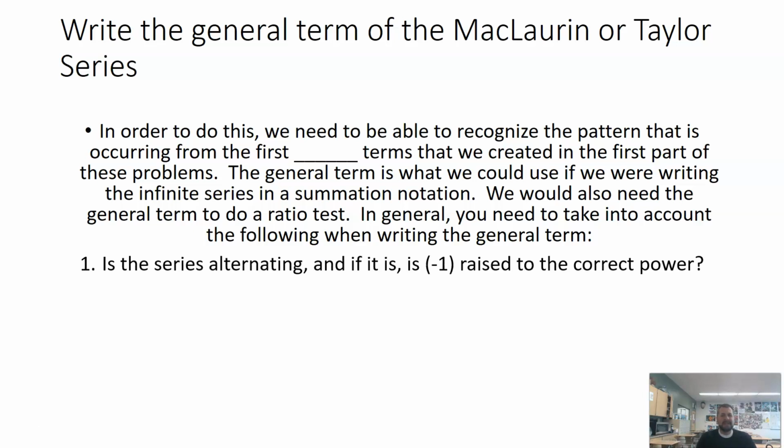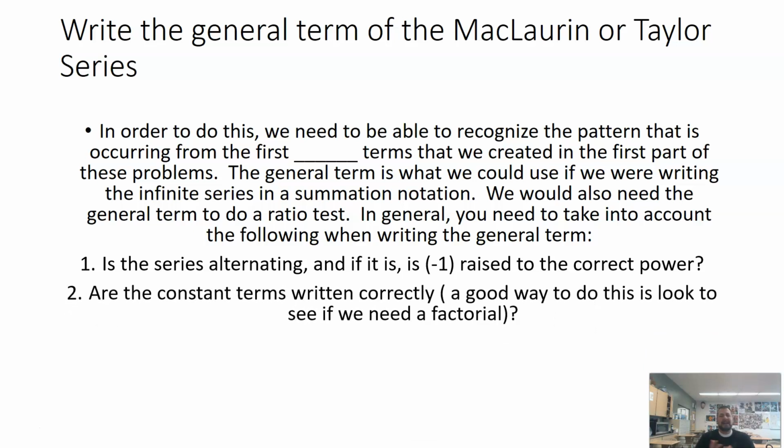When we look at the general terms, it's different on different problems. The one we're going to look at here is actually pretty easy, but it's different on different terms. If you just have the first couple terms without seeing the general term, then you need to ask yourself, is -1 raised to the correct power if we're looking at an alternating series?